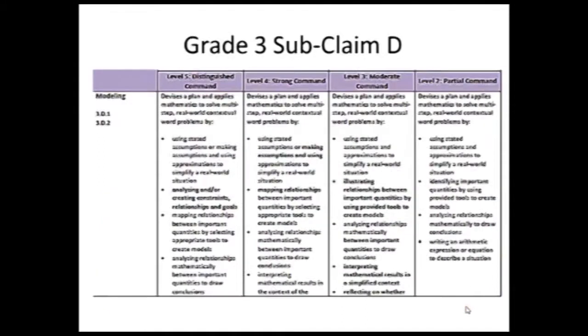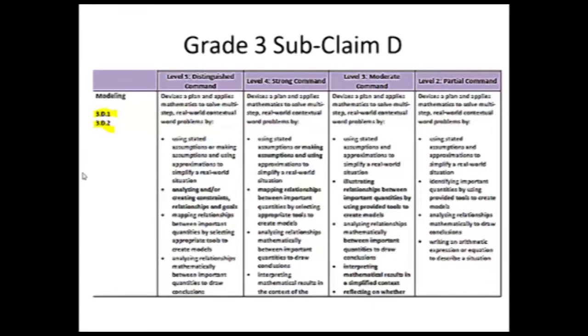So let's look at subclaim D for each grade level. Again, I'll make reference on the left-hand side, this 3D1 comes from that blueprint document. So as you look at subclaim D, as you should with subclaim C, you want to have the blueprint document and this performance level descriptor alongside. As I look across subclaim D for grades 3, 4, and 5, you will see again, as with C, that there is a real similarity across all the grade levels. And so subclaim D is just modeling.